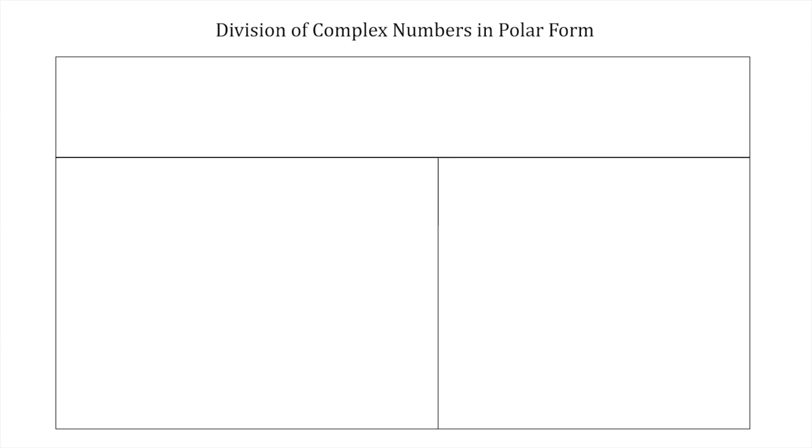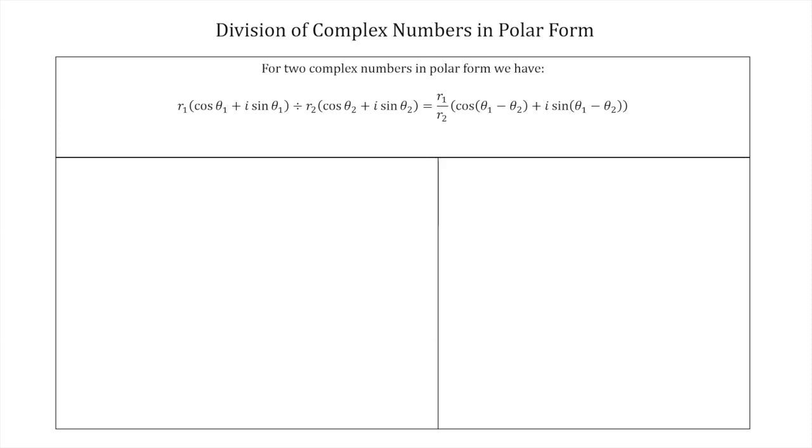If you've seen that video, hopefully this video will make a lot of sense because it's not too dissimilar to multiplication. The equation for division is similar, but just the opposite, as you might expect, since we're dividing one number by another rather than multiplying them together. So let's just have a look. For two complex numbers in polar form, we have the following equation. So it looks like this.